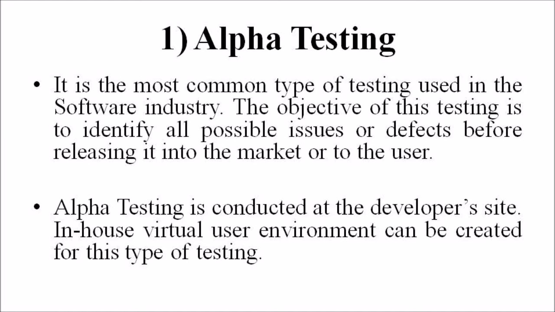It is the most common type of testing used in the software industry. The objective of this testing is to identify all possible issues or defects before releasing it into the market or to the user. Alpha testing is carried out at the end of the software development phase, but before beta testing. Still, minor design changes may be made as a result of such testing. Alpha testing is conducted at the developer's side. An in-house virtual user environment can be created for this type of testing.